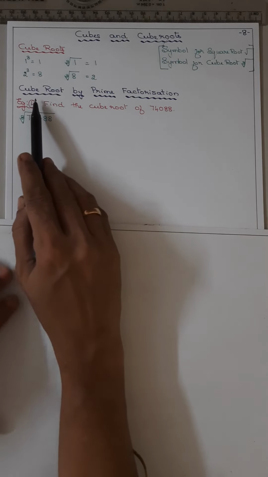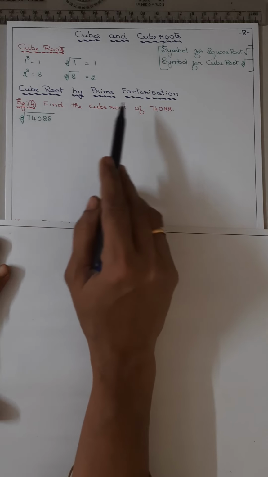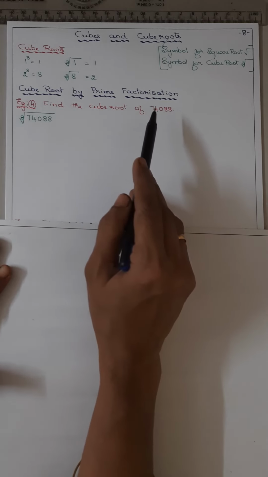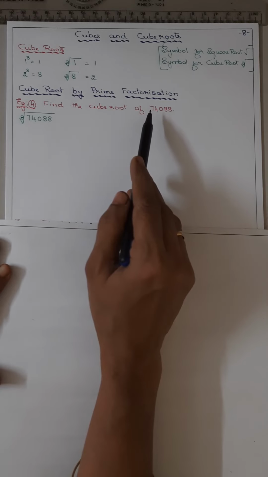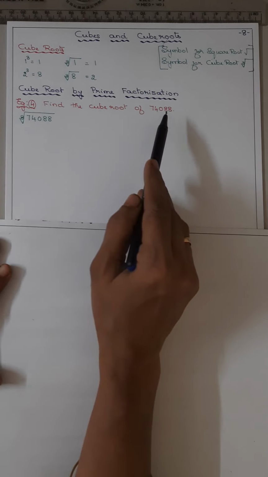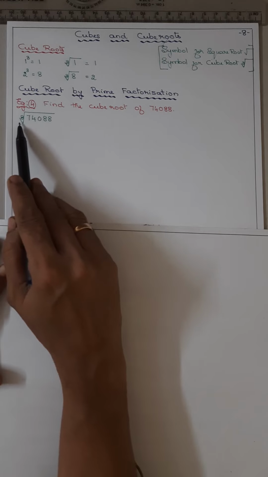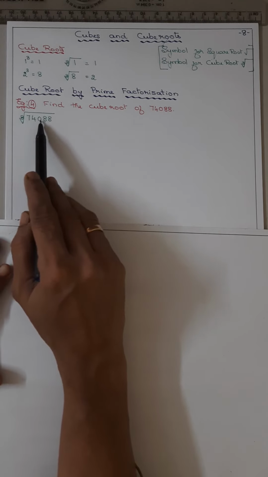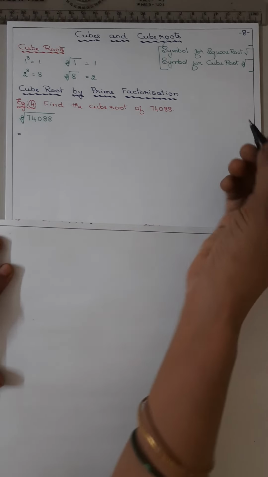Now coming to the cube root by prime factorization method. To find the cube root, we have only two methods: one is the prime factorization method and the second is the estimation method. Now find the cube root of 74088. Example 4. So you write cube root of 74088 is equal to how much?